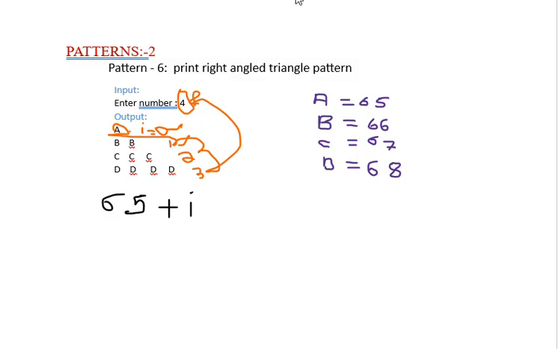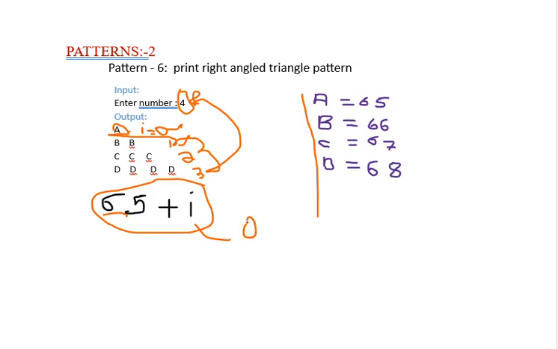Now look here. These are the Unicode values of A, B, C, and D. Now we can take 65 plus I. Yes or no? Why? To iterate, for the A, the first row. So 65 is the A's Unicode value, plus I. What is the value of I in the first iteration? I will be equal to 0. Means 65 plus 0 is equal to 65.